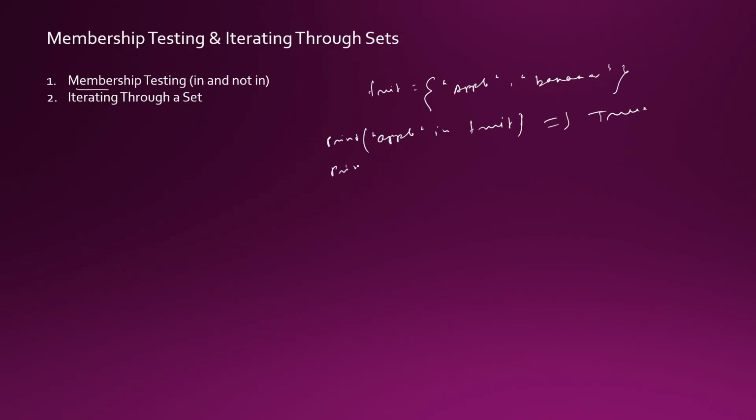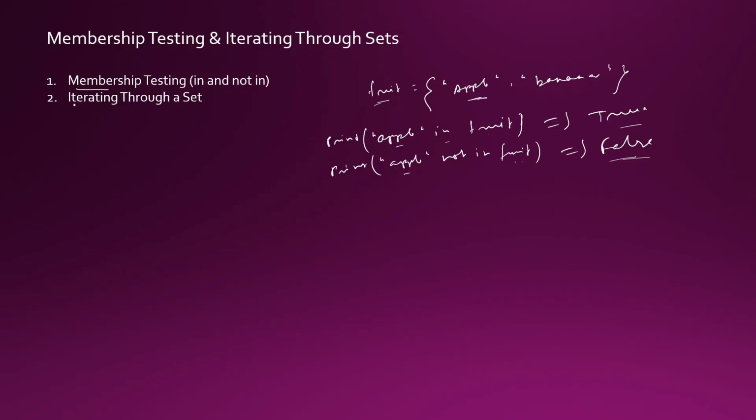In the same way, if we write print apple not in fruit, then it gives me the result as false, right? Because apple in fruit means apple is there in my fruit set, that means true. But when I write apple not in fruit, that means apple is not in fruit, that should be false, because apple is there in my fruit. So this is how we can perform membership testing to check whether any kind of item is there in my set or not.